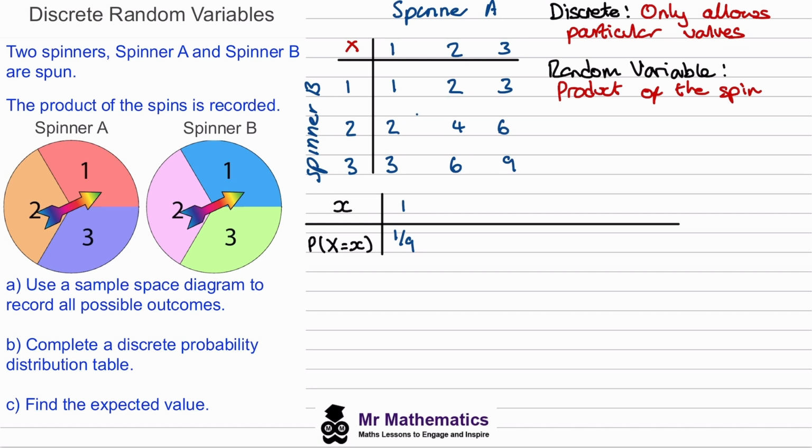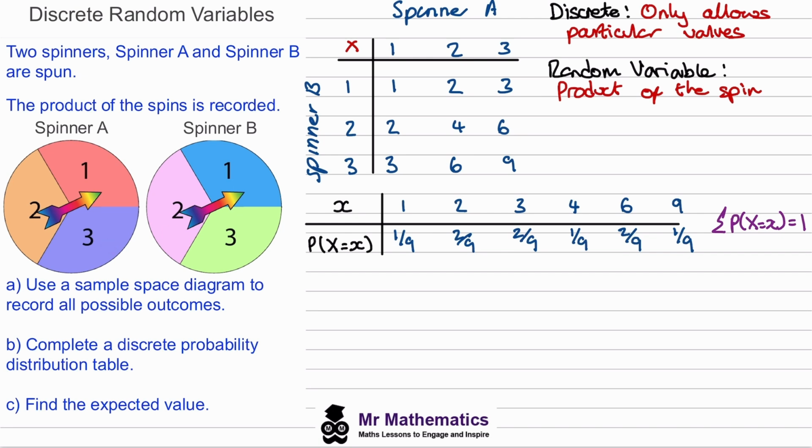When the observed outcome is 2, you can see we've got 2 of them, so 2/9. When x is 3, we've got 2 of them, so again 2/9. When x is 4, we've got 1 of them. And then when x is 6, 2/9. And when x is 9, the probability will be 1/9. So you can see that this table shows how the probabilities are distributed. And an important property here is that the sum of the probabilities add up to 1, which makes sense because it is certain that one of these outcomes will occur when you spin each of these spinners.